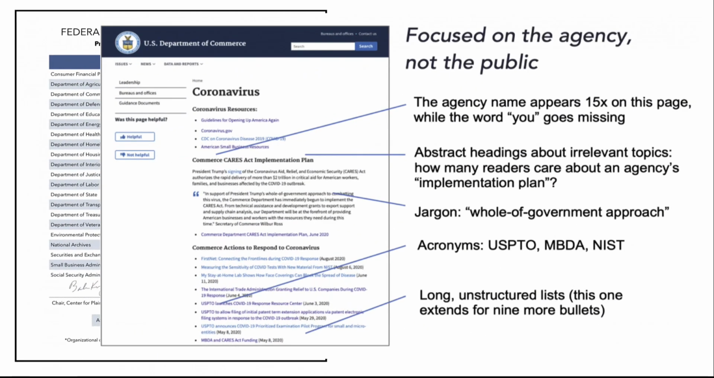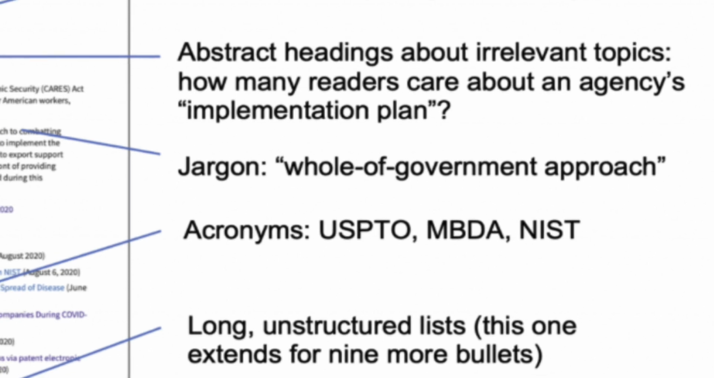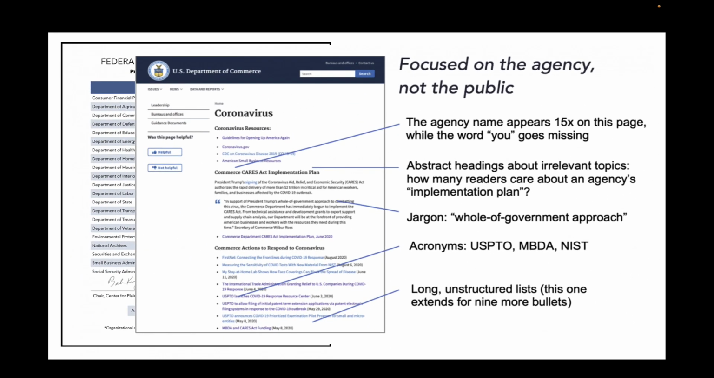Comments from judges at the center about this page from the Department of Commerce site included that headings are both abstract and irrelevant to readers. Also, the extremely long list of bullet points serves like a laundry list that the audience has to organize for itself. That's evidence that it won't be easy for the audience to find what they need.